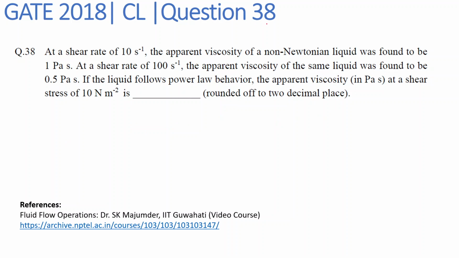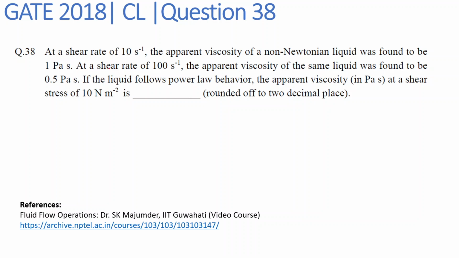We are solving question number 38 of GATE 2018 chemical engineering paper related to fluid mechanics. The question is, at a shear rate of 10 second inverse, the apparent viscosity of a non-Newtonian fluid was found to be 1 Pascal second.